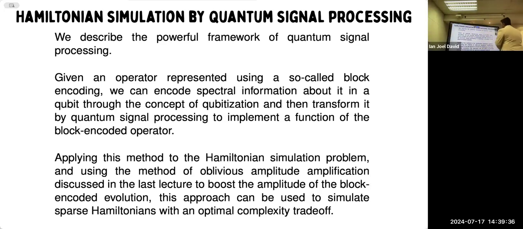And if we apply this method to the Hamiltonian simulation problem, using the method of oblivious amplitude amplification, which we already discussed, which will boost the amplitude of our block encoded evolution, this is the approach they used to develop optimal complexity for Hamiltonian simulation. So even though there are all these trade-offs of probabilistic implementations and fancier quantum circuit implementations, the optimality in the complexity is worth the trade-off. And that's what they showed here.